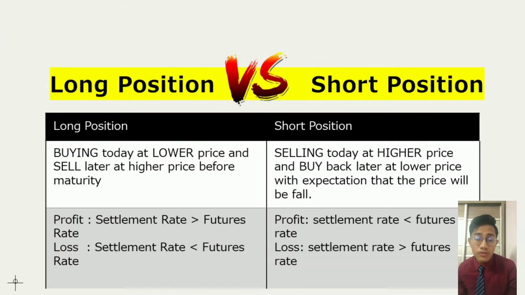Alright, now we move to the difference between the long position and the short position under the futures contract. For the long position, the trader will buy the contract today at a lower price and then sell it later at a higher price before the maturity date. For the short position, the trader will sell the contract at a higher price today and buy it later at a lower price, with the expectation that the price will fall.